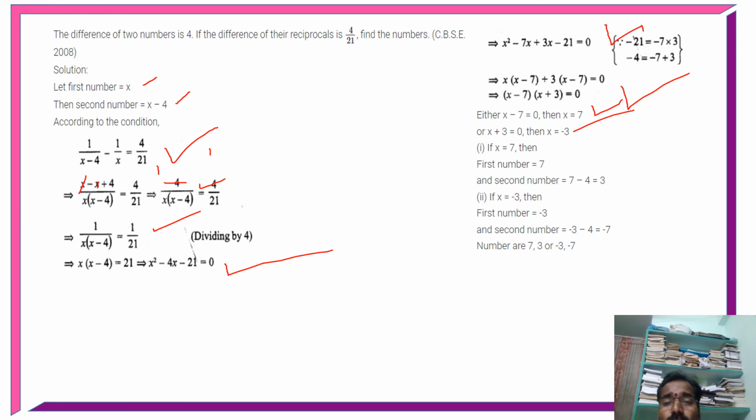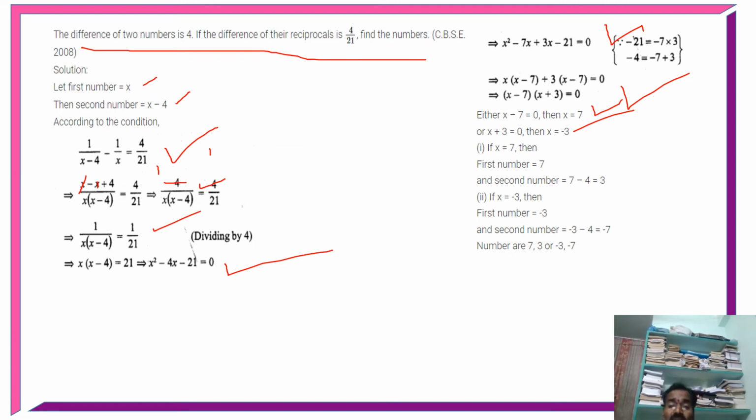Minus 3 is not possible? They did not give what type of numbers. They did not mention which type of numbers. If it is a positive number, we should take positive. If they don't mention anything, any real number is applicable. If x is equal to 7, x minus 4 equals 7 minus 4, which is 3, and then for minus 3, the other number is minus 7. So these are the possible conditions. Let us go with the next slide, students.